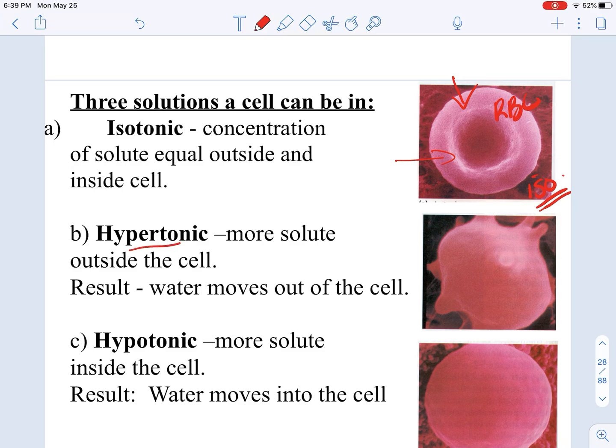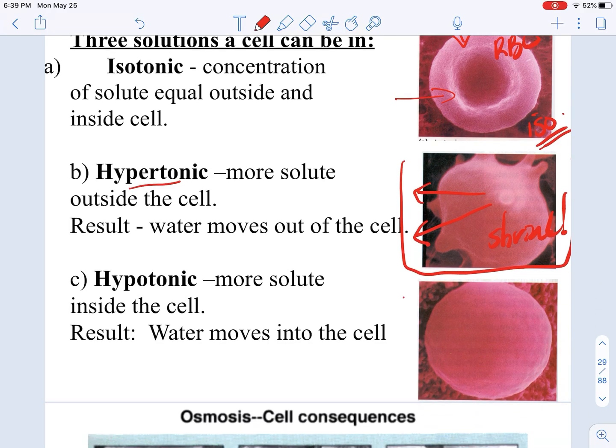If you put that blood cell in a hypertonic, if you think hyper, thinking lots of sugar, if you put that in a hypertonic solution that's got lots of sugar or lots of salt, then what's going to happen is that the water in the cell is going to try to dilute the hypertonic solution, which is highly sugary or highly salty, and it's going to shrink it. So you should know that that is going to be the result.